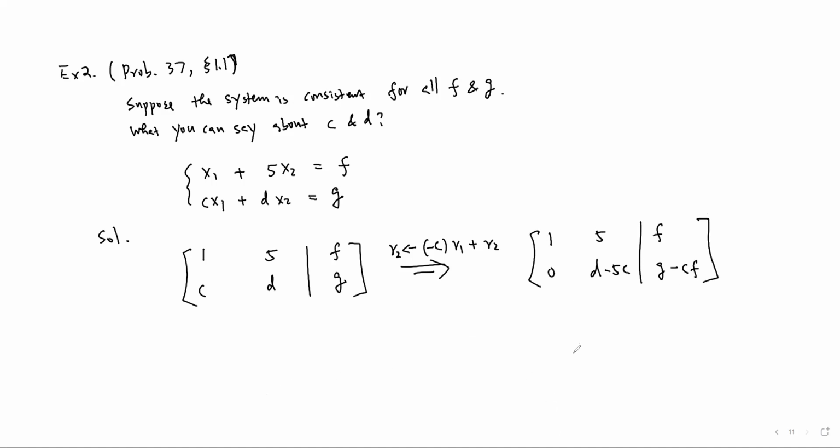The linear system has a solution for arbitrary F and G. Yeah, this is arbitrary. The linear system still has a solution. What does it mean? It means that this number cannot be 0. If this number is 0, then for some F and G, the linear system has no solution. So the conclusion is: D minus 5C cannot be 0. That is the answer.